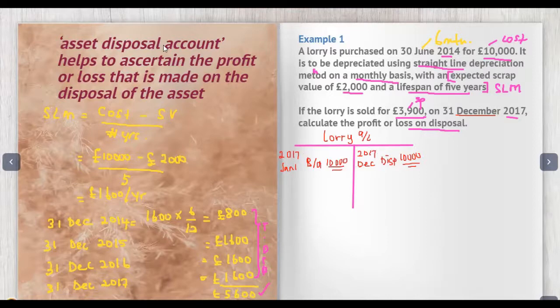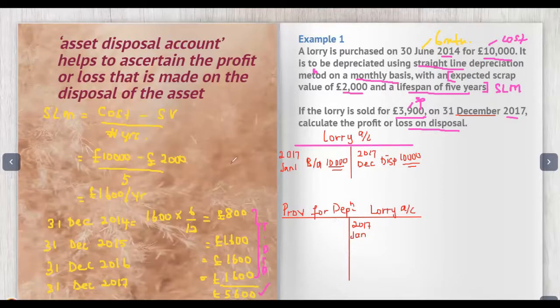All right, now let's do the second one, which is your provision account. On 1st January 2017, what depreciation would you have done so far? You would have done the 2014 depreciation, 2015 depreciation, and also the 2016 depreciation. So your balance brought down on this 1st January should be 1,600 plus 1,600 and another 800. That will be about $4,000. So 4,000 pounds were brought down for provision for depreciation on lorry on 1st January 2017.